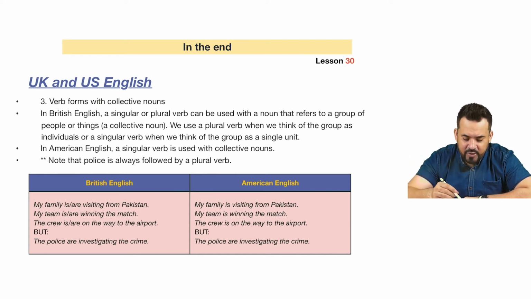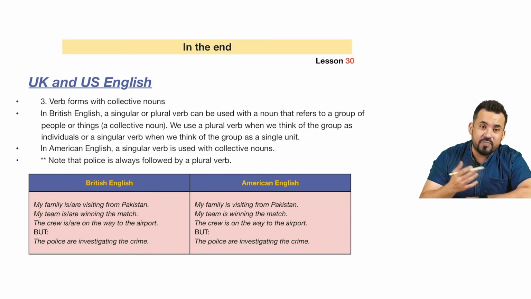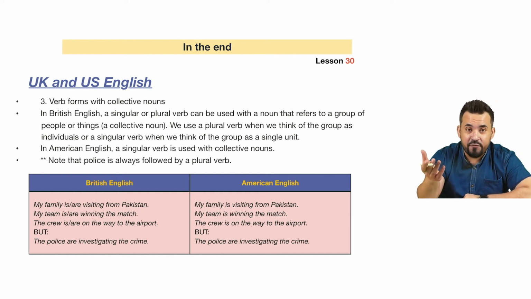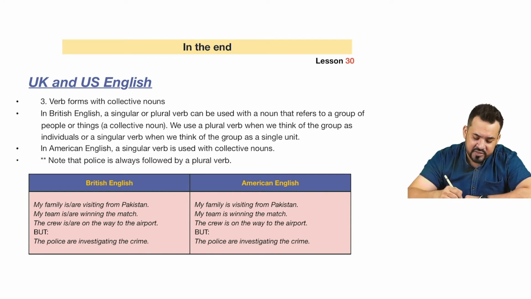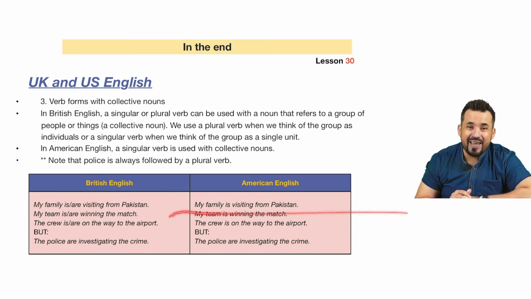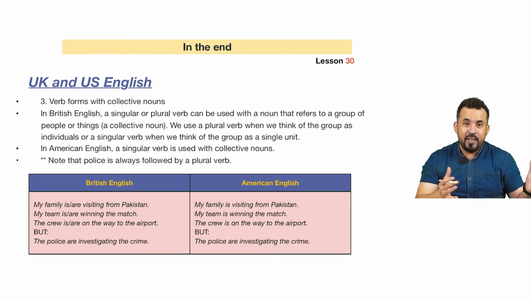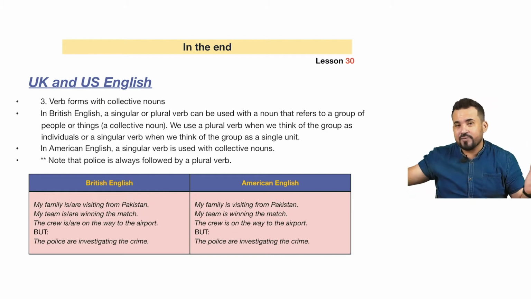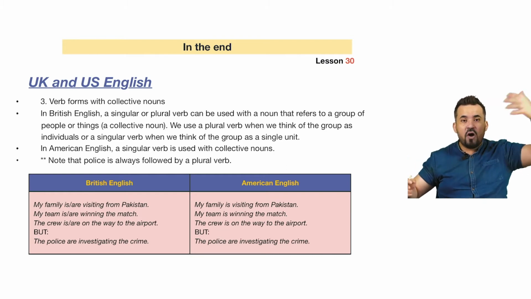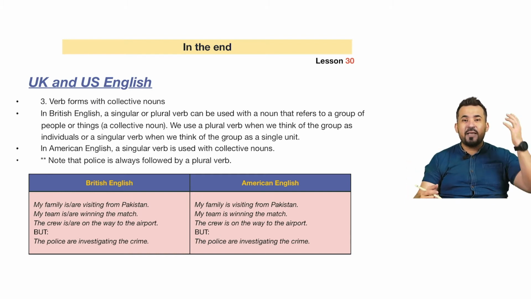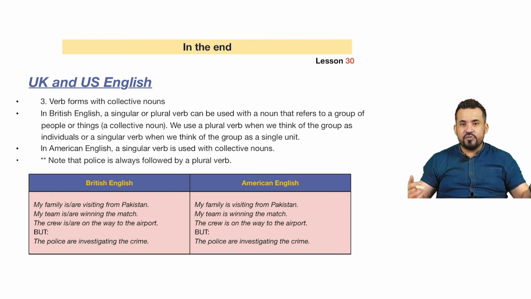grammar-wise. So let's see. My family are visiting from Pakistan. In British English, they use my family is visiting from Pakistan, which is perfectly correct grammar. But I mean, to say my family are visiting from Pakistan is just weird. In British English it is correct, but in American English, we only say is. My family is, because it's one collective noun. It's one family. Yes, it is a collective noun, but it's still one family. You're not talking about 3 or 4 families. 4 families are visiting from Pakistan. Yes, that would make sense. But my family, just one family, is visiting.